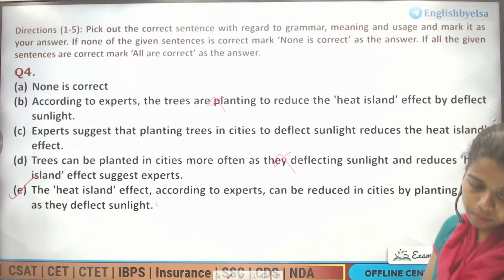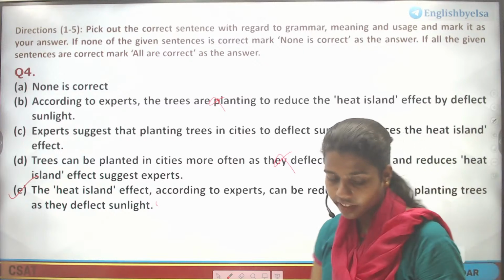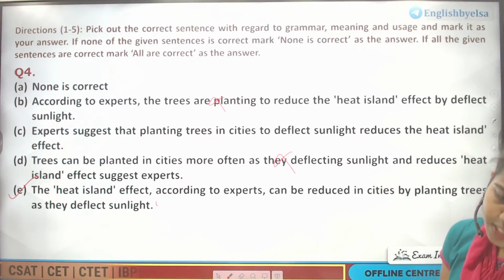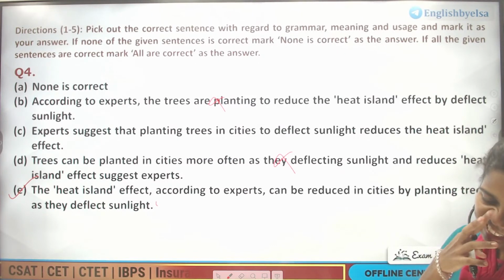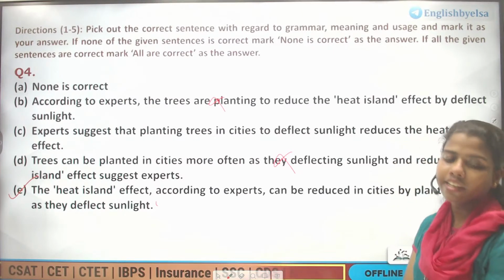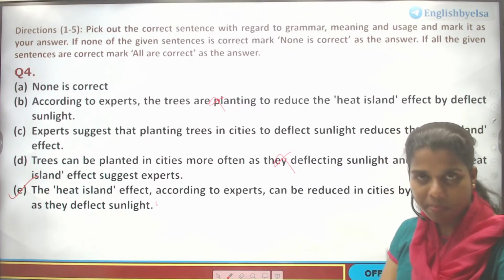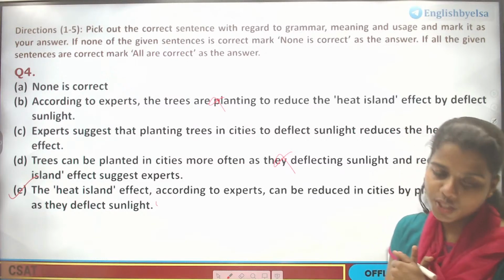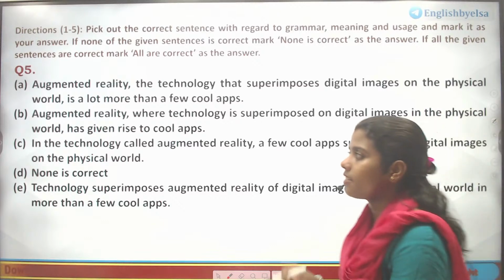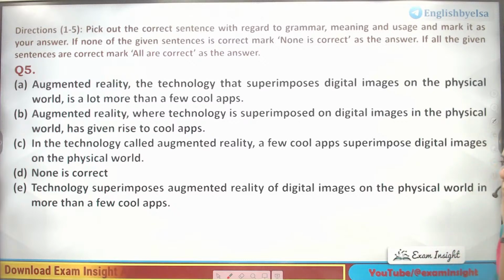Why not C? Because I got one answer from Karthik as C. "Experts suggest that planting trees in cities to deflect sunlight reduces the heat island effect." If I compare C with E, E would be correct in terms of usage, meaning grammatically everything should match. That is the reason we have to choose option E. Last question of this set, the set of 5 questions.